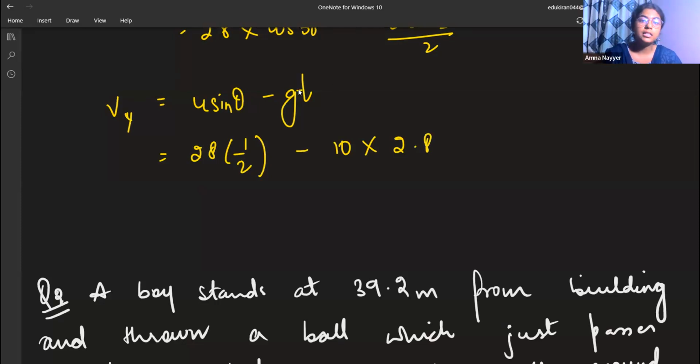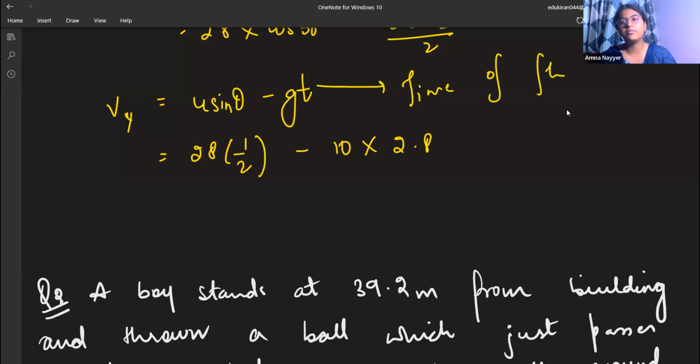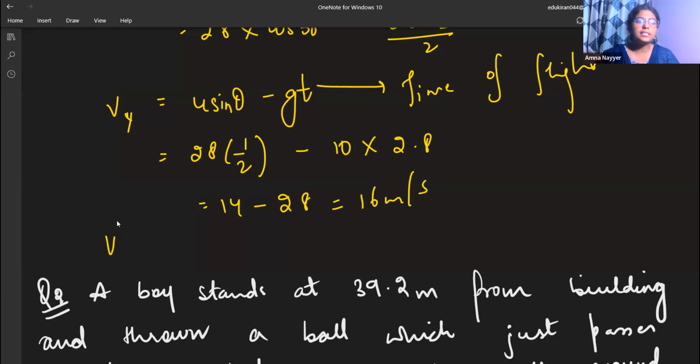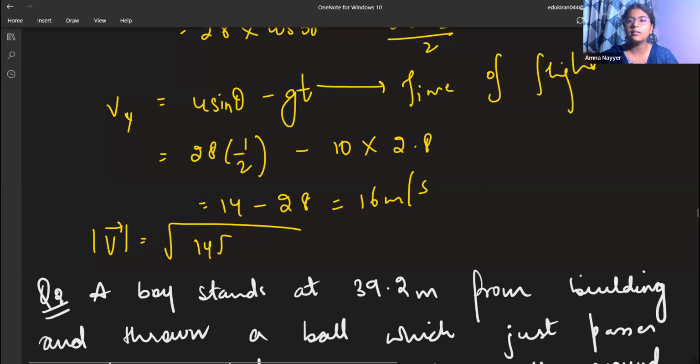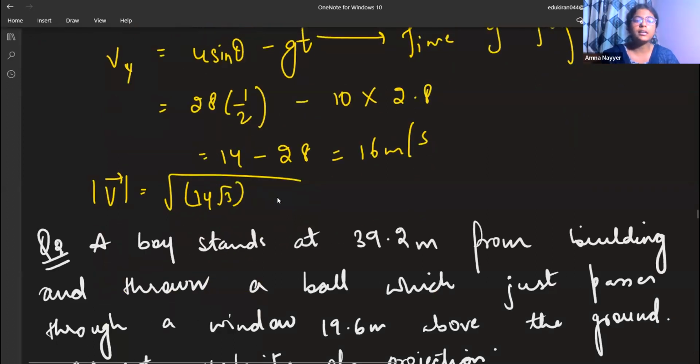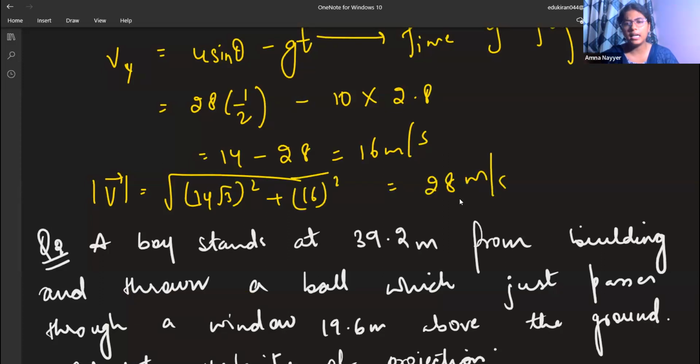T, how did I get? T I have calculated from the second part. Remember, time of flight I have calculated. So this is actually your time of flight only. So this will be 14 minus 28, that is minus 16 meter per second. So your final answer, magnitude of velocity, I am asking you, what is the magnitude of velocity? So 14, how much did I get? 14 root 3. So 14 root 3 whole square plus 16 whole square. This should come approximately around 28 meter per second, but you can cross check the answer and let me know if there is any error.